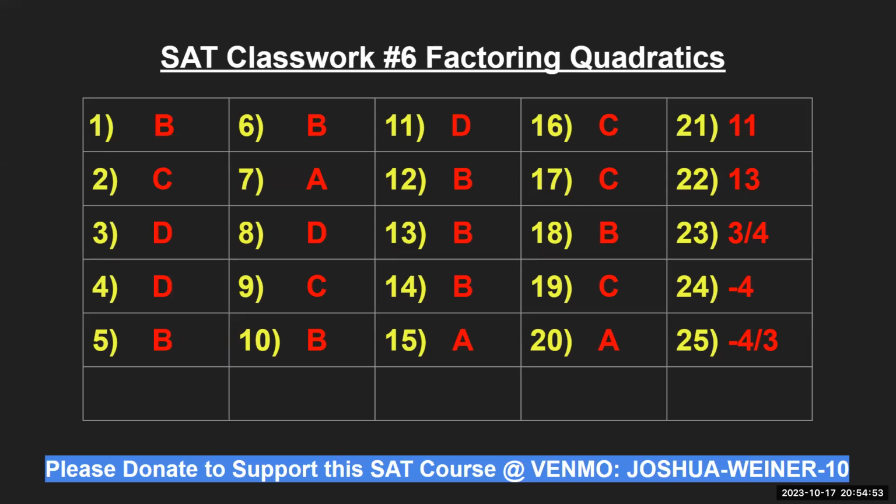Let's wrap up for tonight, though. We'll just quickly read the answers to classwork 6. 1 was B, 2 was C, 3 was D, 4 was D, 5 was B, 6 was B, 7 was A, 8 was D, 9 was C, and 10 was B. 11 was D, 12 was B, 13 was B, 14 was B, and 15 was A. 16 was C, 17 was C, 18 was B, 19 was C, and 20 was A. 21 was 11, 22 was 13, 23 was 3/4, 24 was -4, and 25 was -4/3.